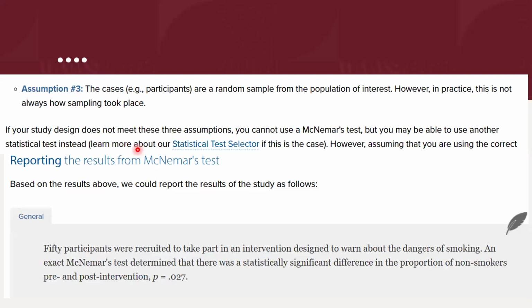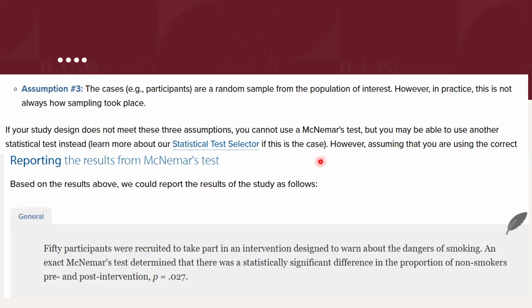Assumption number 3, the cases, for example participants, are a random sample from the population of interest. However, in practice, this is not always how sampling took place. So if your study design does not meet these three assumptions, you cannot use a McNemar's test, but you may be able to use another statistical test instead. For this, a statistical test selector could be used.